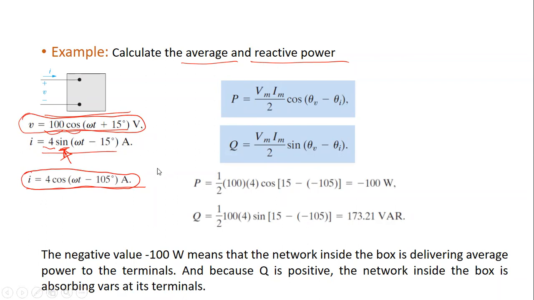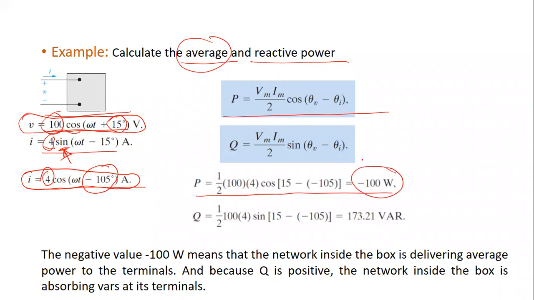So what do I need to calculate? I need to calculate the average power. Here is the formula. V maximum is 100 from this expression. I maximum is 4 from this expression, over 2 cosine of theta V, 15, minus theta I, negative 105. If you apply this, then you will have negative 100 watts. We will discuss the negative sign a few seconds later.